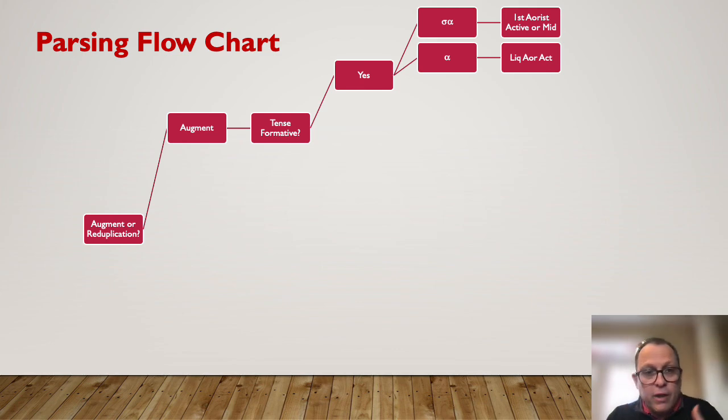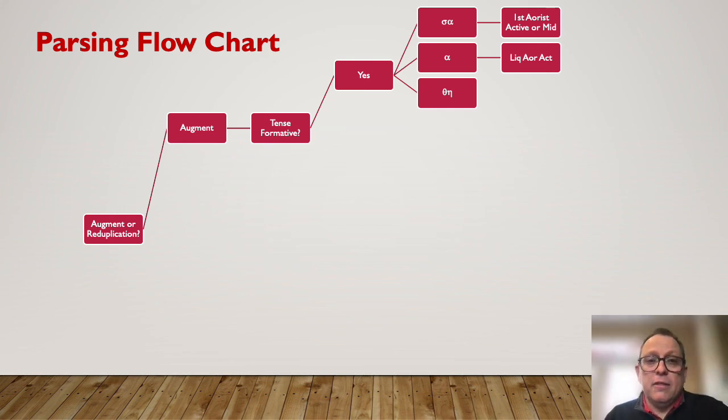And this goes right along, by the way, with the master verb chart that you have at the end of chapter 25. So from there, if you don't have a sigma alpha, which tells you it's aorist active, or an alpha that tells you it's a liquid aorist active, and to be perfectly honest on the exam, I don't care if you have a liquid aorist, first aorist, second aorist. I just want you to get it right that it's an aorist.